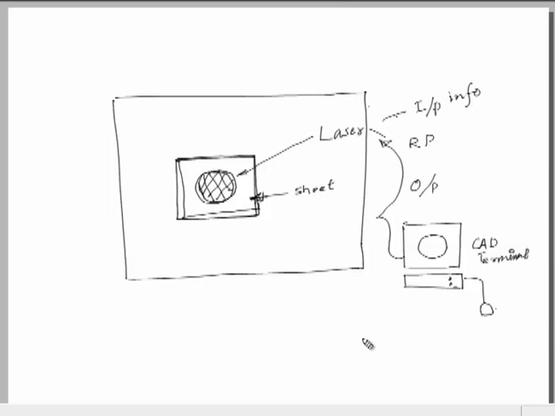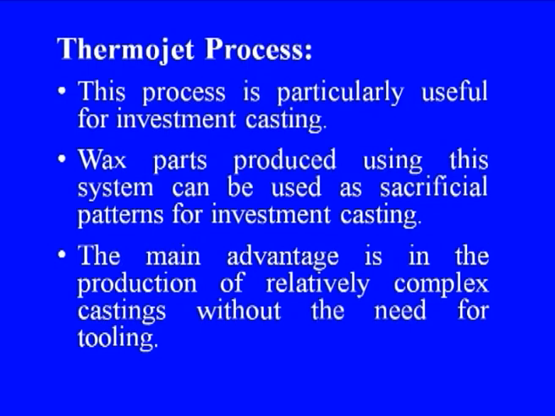Now, let us look into another process in this series. This is called thermoset process. Let us discuss this thermoset process first. This process is particularly useful for investment casting process. As I have already indicated, these rapid prototyping products are many a times intermediate input to some other processes in the manufacturing shop. Say for example, in casting we need a pattern. This pattern can be produced very effectively and very economically by different rapid prototyping techniques. This is one of the processes like thermoset process, which could be very useful in investment casting process.